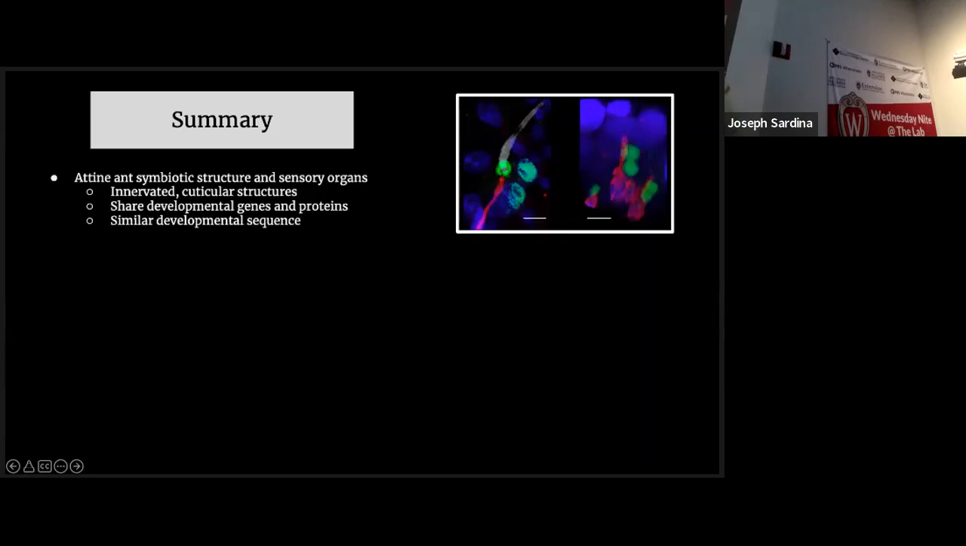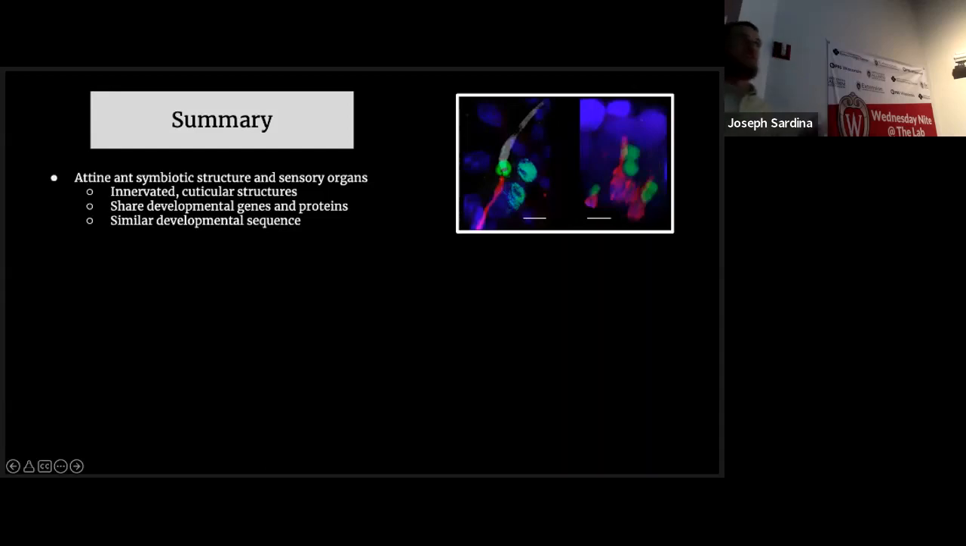Secondly, some sort of gene knockdown method, RNAi or something like that, would be nice to validate the function of these genes in the development of the symbiotic structure. This is something that I've been working on, but this is not totally optimized yet.